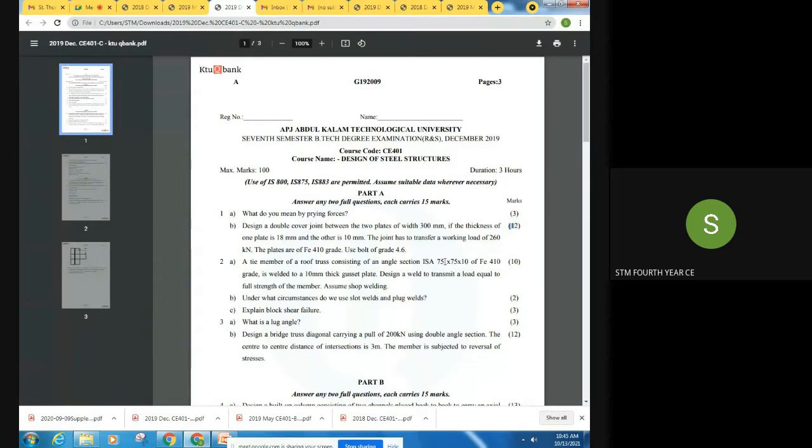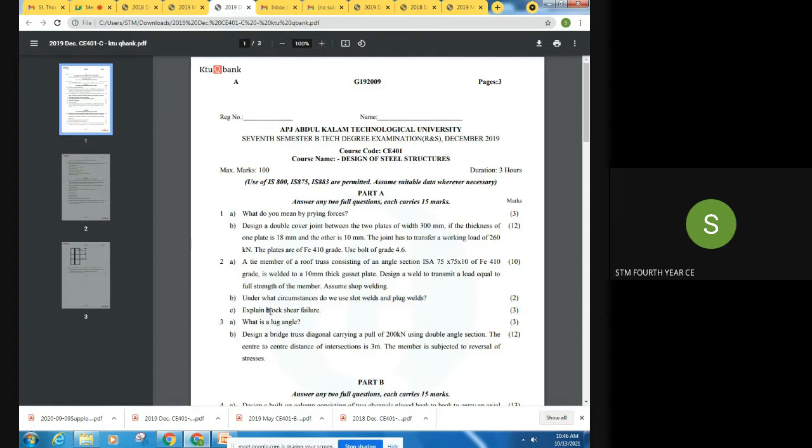For tie member, Indian standard angle. Okay, so for angle section, the question came from second module. Okay, so this problem we will see during second module. Okay, slot weld and plug weld. This module you have to study slot weld and plug weld. In the class note it's given. So today itself I will make you understand what is slot weld and plug weld.